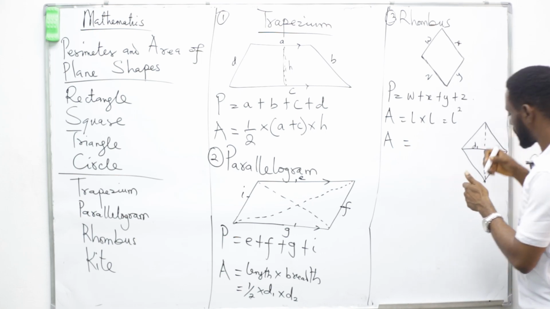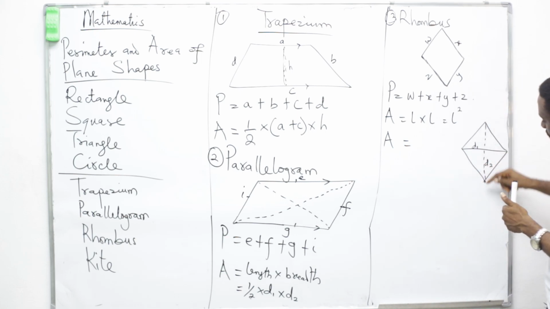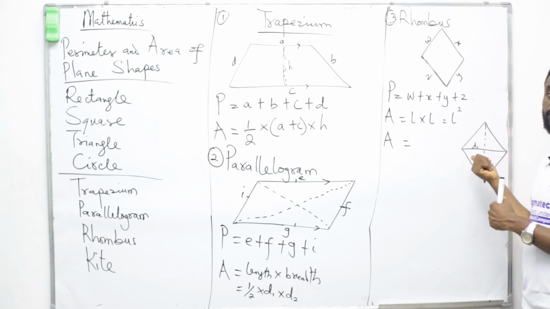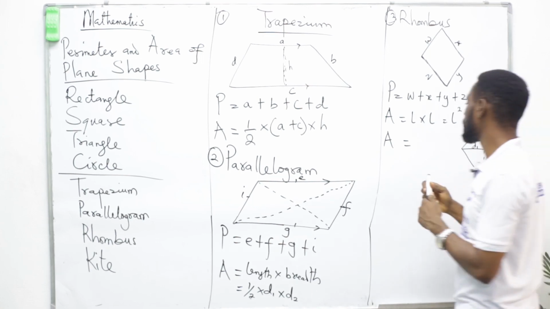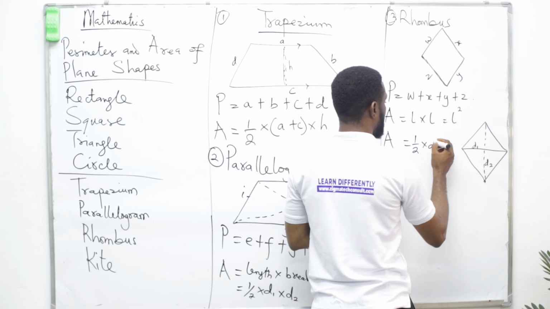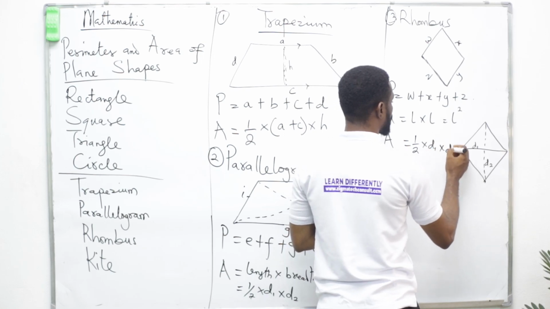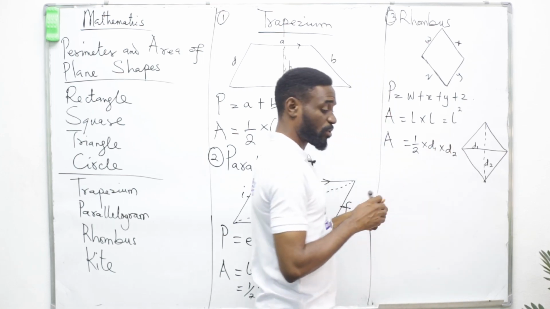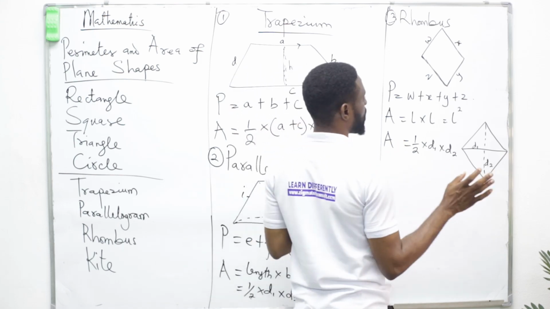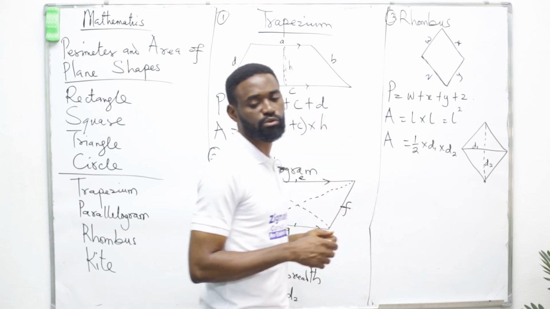That is from here to here is what is given to you, from here to here. So you can calculate the area of the rhombus with this also. What that simply means is, of course, 1 over 2 times diagonal 1 times diagonal 2. Do you get the point? This is what we do there. All right, so whichever way it is presented, you just know what to do.